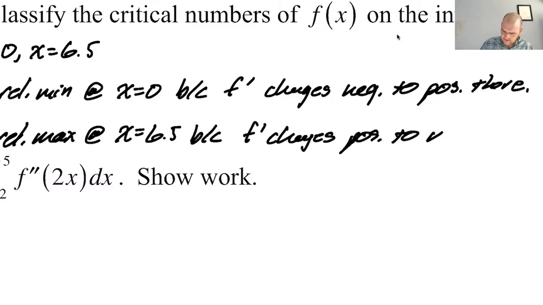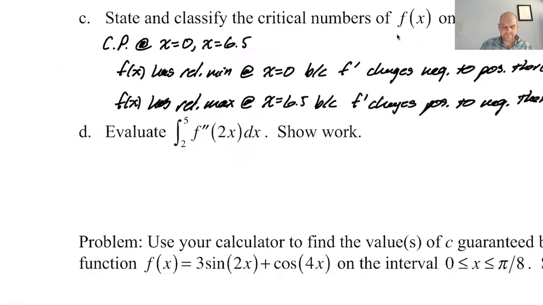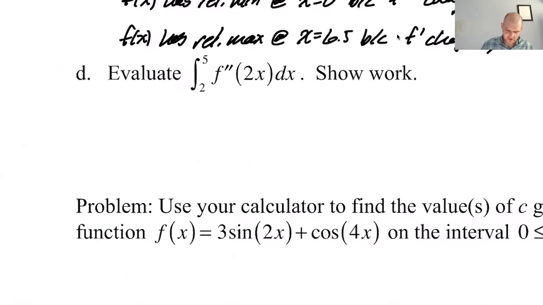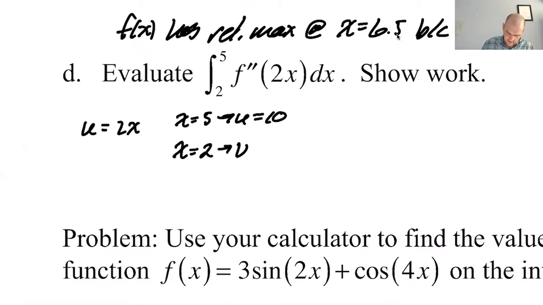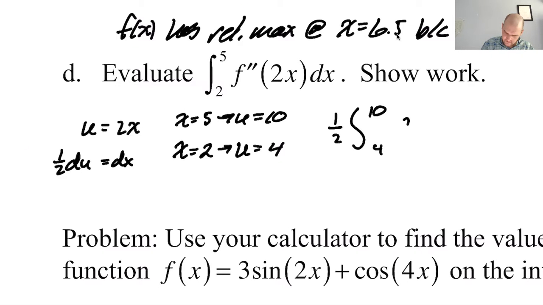Positive to negative, there, boom. Okay, so this one I'm going to do first. Well, maybe I'll do u substitution. Let's say u is equal to 2x. When x is 5, u is 10, and when x is 2, u is 4. And then du, so 1/2 du is dx. So we get the integral from 4 to 10 of f prime of u du.